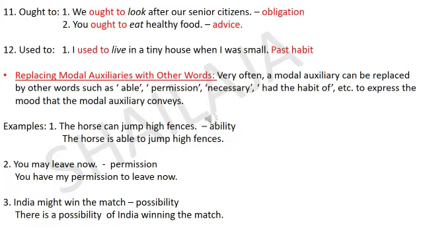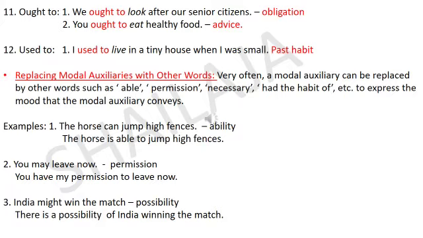Examples. The horse can jump high fences. Can is showing the ability. So we can replace can with another word: the horse is able to jump high fences. Able, we used able. Next one. You may leave now. So may is giving you the permission. Instead of that, we can also say you have my permission to leave now. Hope you understood how to replace the modal auxiliary with other words.